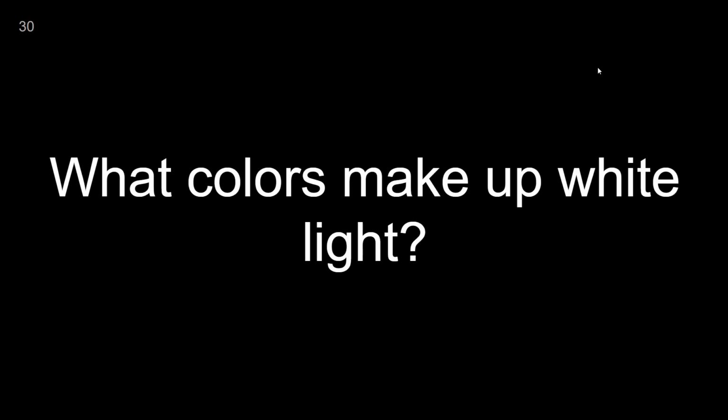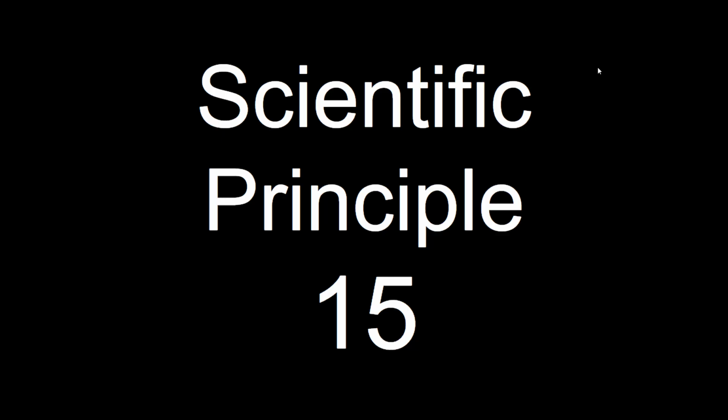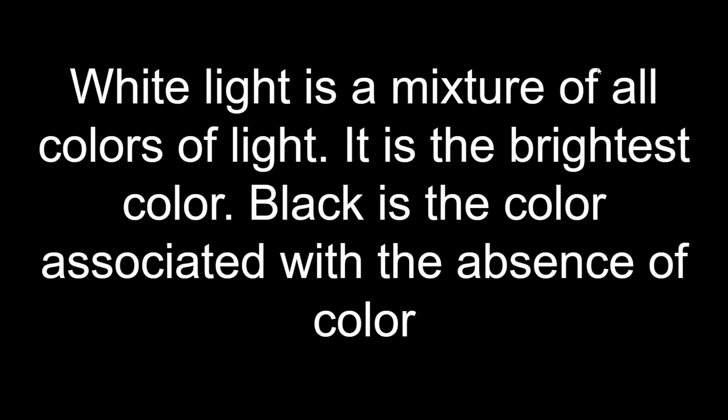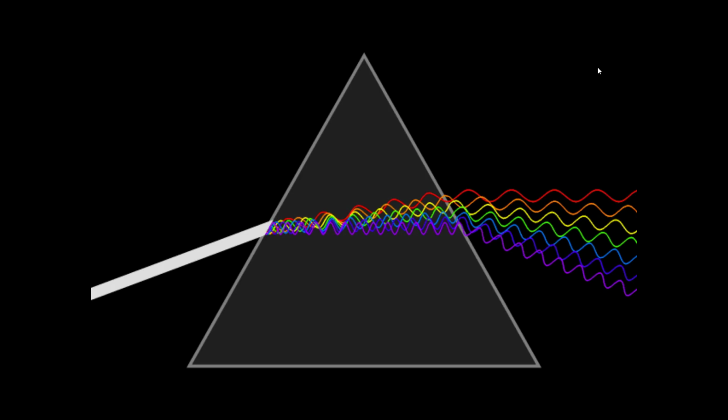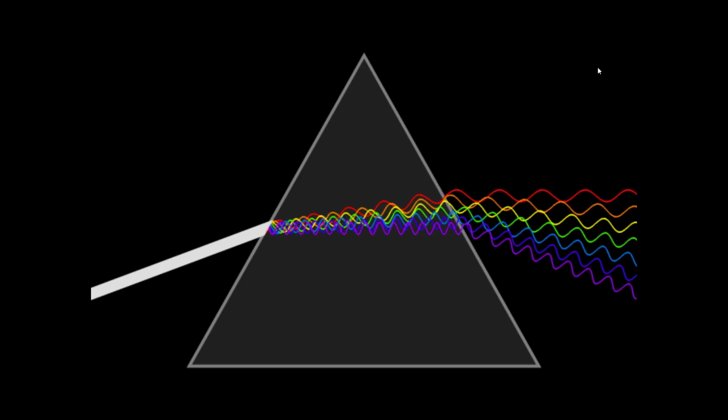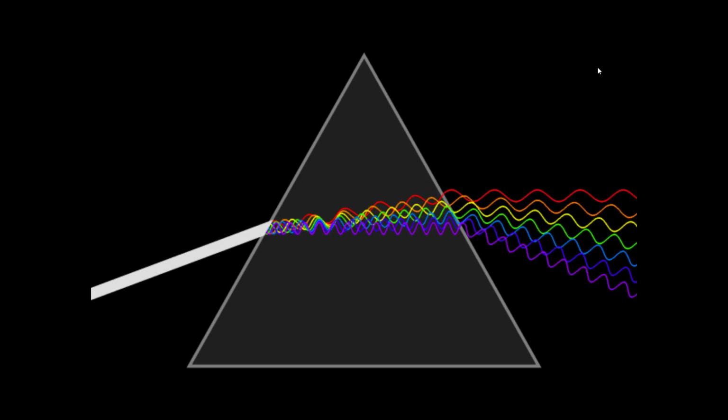So what colors make up white light? The way to remember this is Roy G. Biv. Red, orange, yellow, green, blue, indigo, and violet make Roy G. Biv. Scientific principle number 15. White light is a mixture of all colors of light. It is the brightest color. Black is associated with the absence of color.